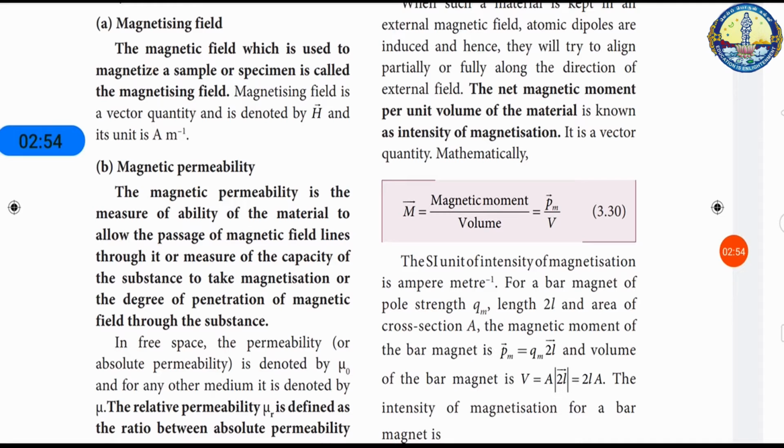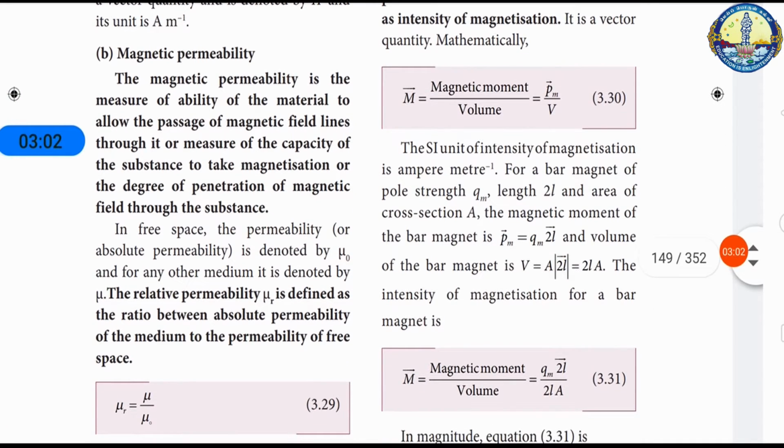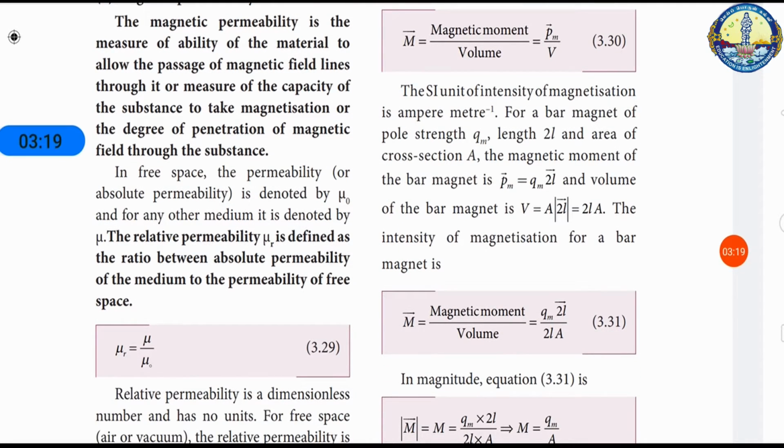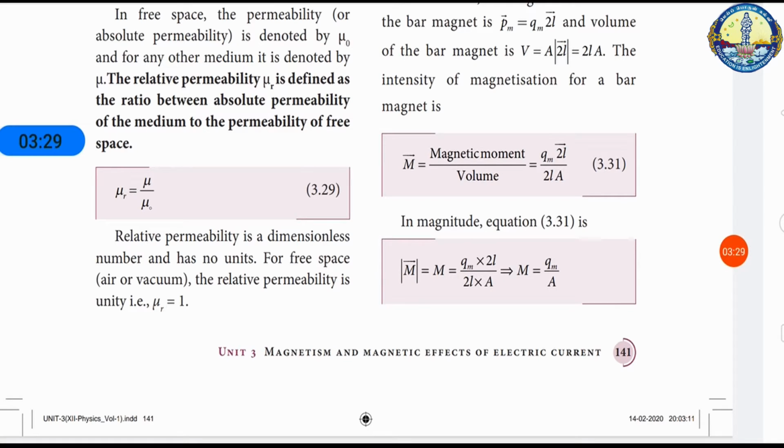For a bar magnet of pole strength Qm, length 2L and cross-sectional area A, the magnetic moment of the bar magnet is Pm equals Qm times 2L, and the volume of the bar magnet is V equals A times 2L. The intensity of magnetization of a bar magnet is magnetic moment by volume, equal to Qm times 2L divided by 2LA, so that you get M equals Qm by A. This means for a bar magnet, the intensity of magnetization can be defined as the pole strength per unit area.